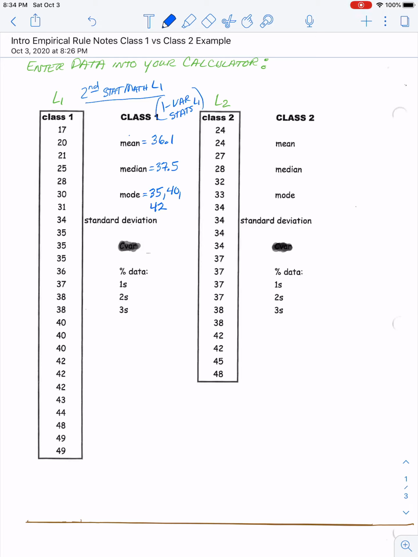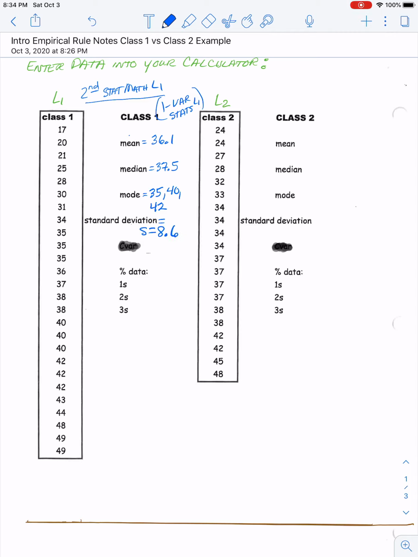Oh, I skipped over standard deviation. Again, if you're on your calculator there at one var stats or second stat math, if you can pull up your standard deviation for this data set, you're going to find that to be an 8.6.